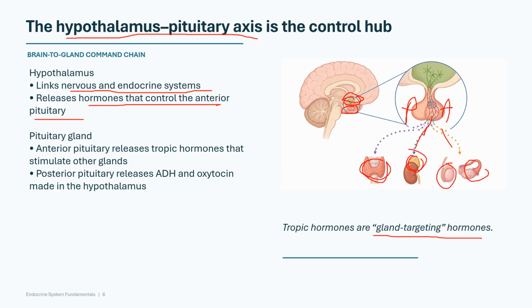The hypothalamus also connects to the posterior pituitary. The posterior pituitary is mainly involved in releasing ADH and oxytocin. ADH stands for antidiuretic hormone. Both of these are actually made up in the hypothalamus over here, but they are released from the posterior pituitary.